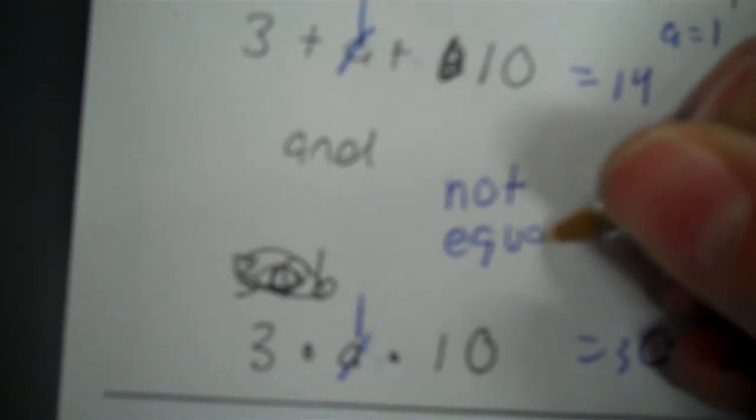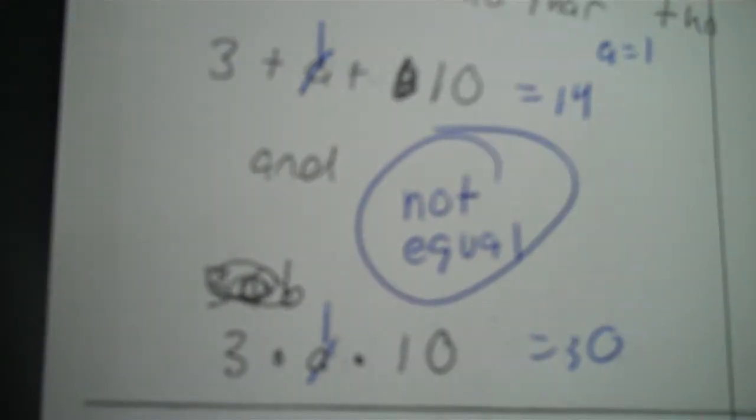Now do the math. It's all plus. 3 plus 1 plus 10 is 14. 3 times 1 times 10 is 30. Obviously they're not the same, so we write not equivalent. Just write not equal if you want, just to abbreviate it.